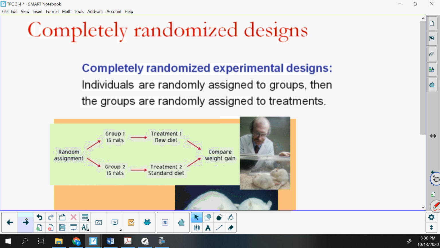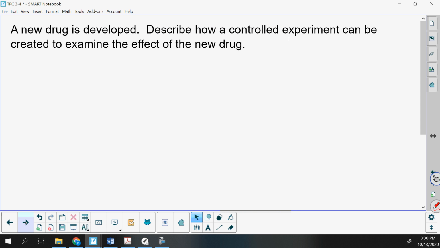So there's always 3 steps to designing the experiment: randomly assigning the groups, then giving one the treatment and the other not, so in other words, the control, and then comparing things at the end. So if we go down to the bottom, we're going to see if we can actually list out the steps. We got a new drug, and we want to describe how you can have a controlled experiment. Okay, and this question was on the Regents as a part 2 question once. So the first thing we always want to do is split into 2 random groups.